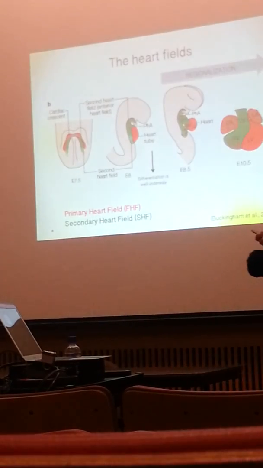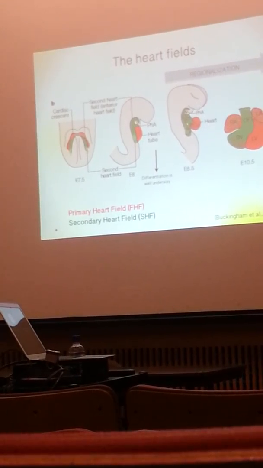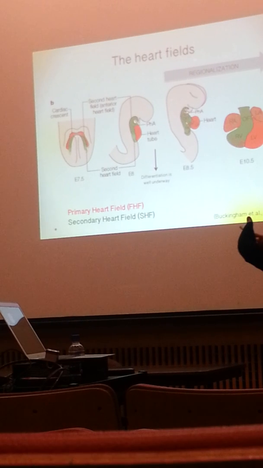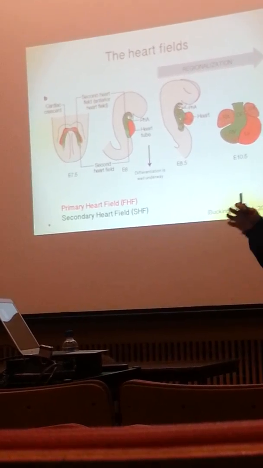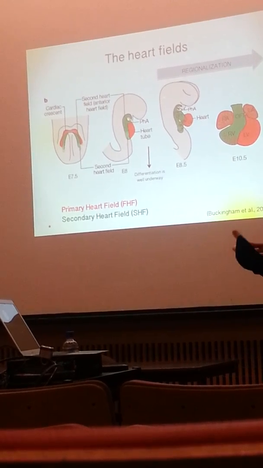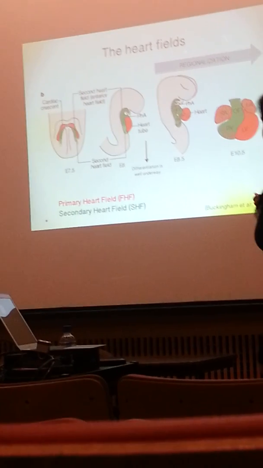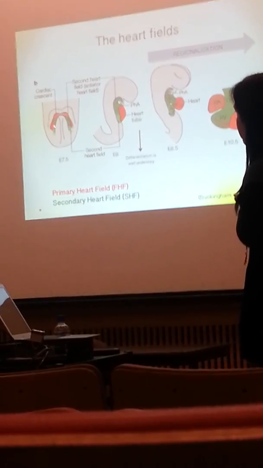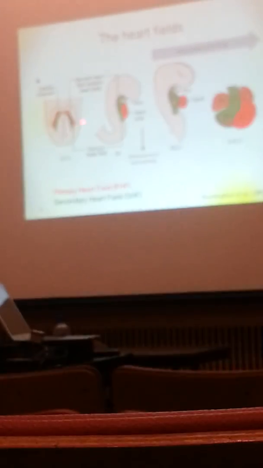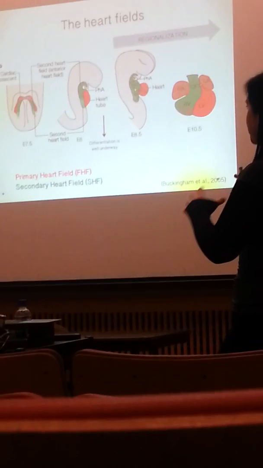So the heart field, first I will define what a field is in developmental biology. It's a group of cells that can receive signaling from surrounding tissue, and they have the developmental potency to become something else. This is what happens with the cardiac crescent.